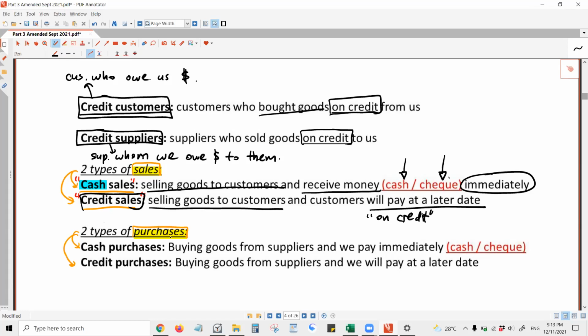On the other hand, purchases means buy goods. So again, cash purchases have nothing to do with cash. It simply means we pay immediately. Okay, we pay immediately. It can be in the form of cash or check. So credit purchases means we buy goods on credit because we pay at a later date. Okay, so these are the meanings. Remember, cash sales doesn't mean that it has something to do with cash, even though you see the word cash here. Okay, I think I have cleared some doubts that you have.